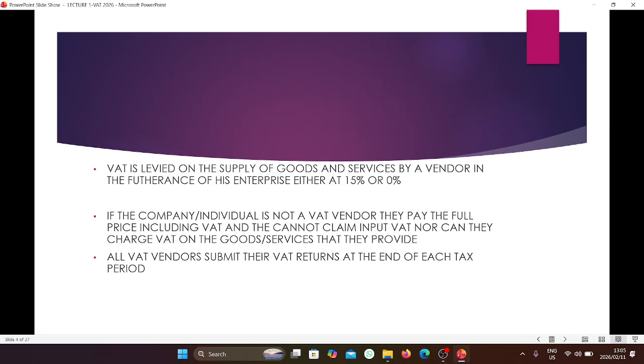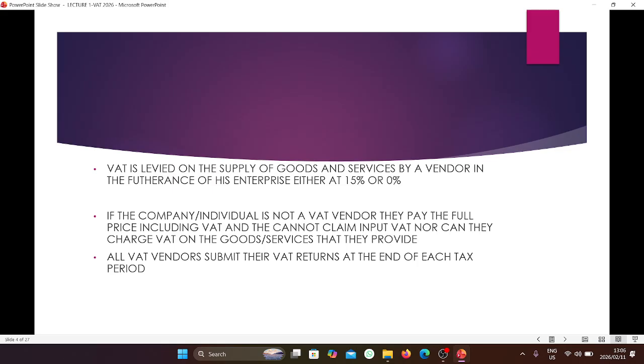Then all VAT vendors submit their VAT returns at the end of each tax period. The tax period depends on the category that the VAT vendor falls under. We'll get to it, but it's very important that they submit their VAT returns. Everything when it comes to tax, whether it's VAT or income tax, the onus is upon the taxpayer to do the calculations himself. SARS puts the onus on you to calculate what you think you owe SARS or what you think SARS owes you. And then SARS will do their own calculation, and based on whatever they come up with, that's when they know whether you owe SARS or SARS owes you.